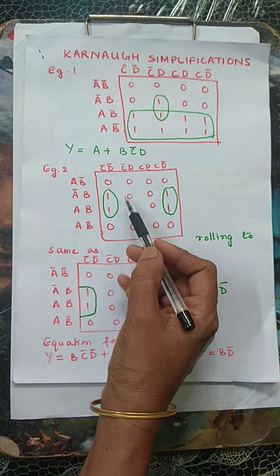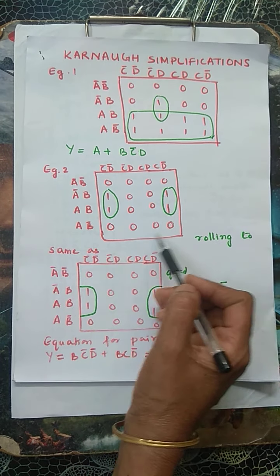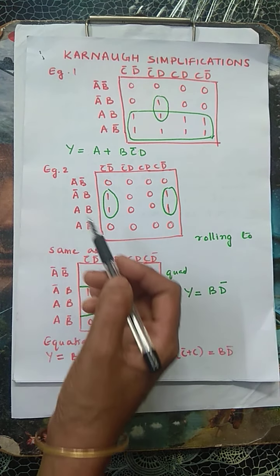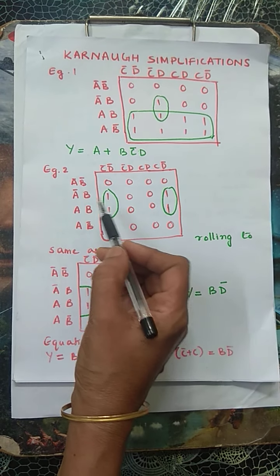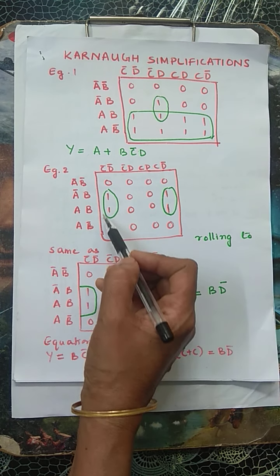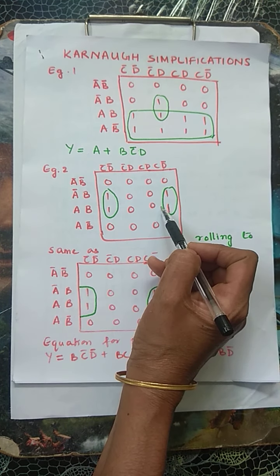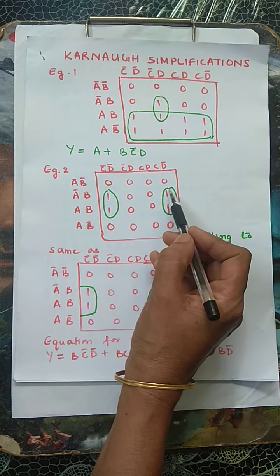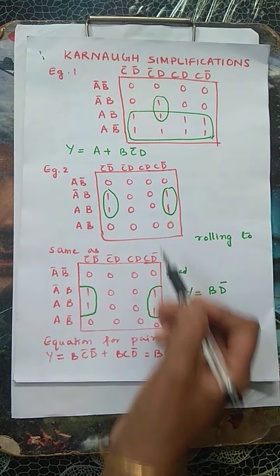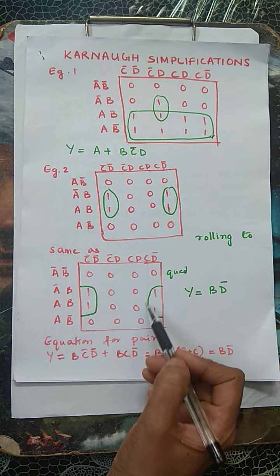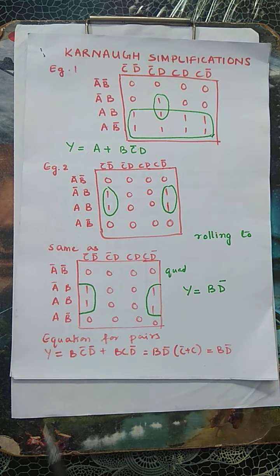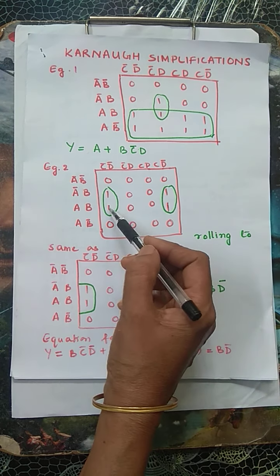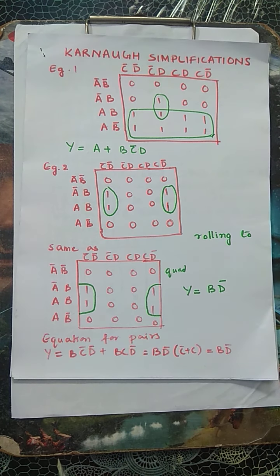One more case I am taking. Here this is the Karnaugh map for the different inputs A, B. Here I have grouped this. This is a pair, this is a pair. But in this case, if I roll this sheet of paper, this will come in contact with this one. So by rolling, it will look like this. It is part of a quad. So you can consider this as a quad because they can be rolled in.